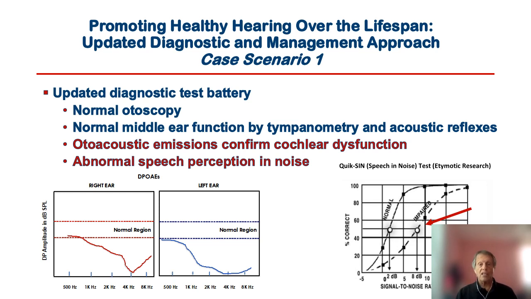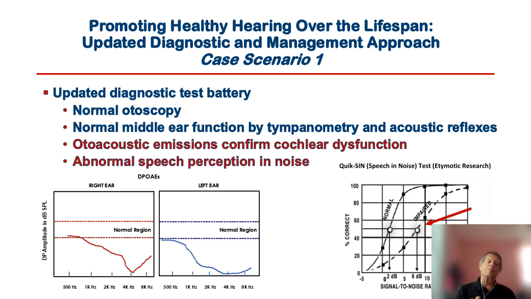Well, that would make sense. People say he has problems in background noise. We really need to do that. And it turns out he needs a much bigger signal-to-noise ratio before he can respond consistently to the test sentences. So he has a serious speech and noise problem. It's not the worst problem that we've ever seen, but clearly the speech perception and noise tests confirm that he does not hear well in background noise.